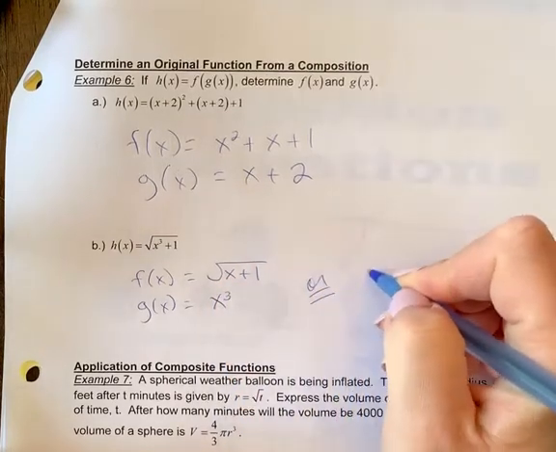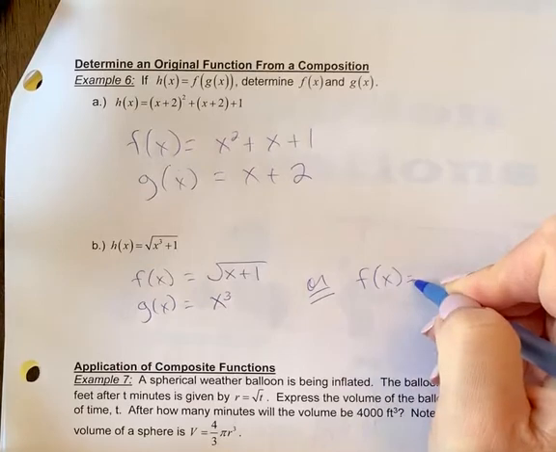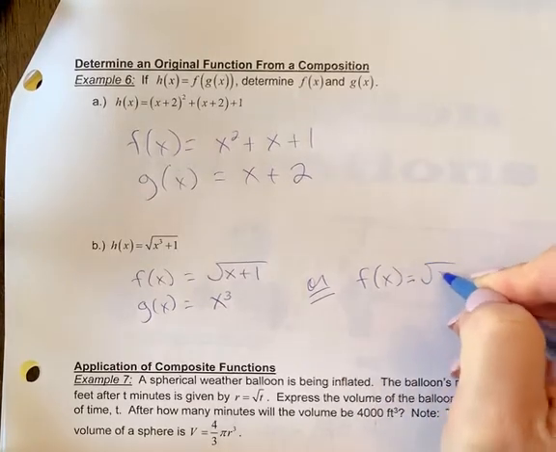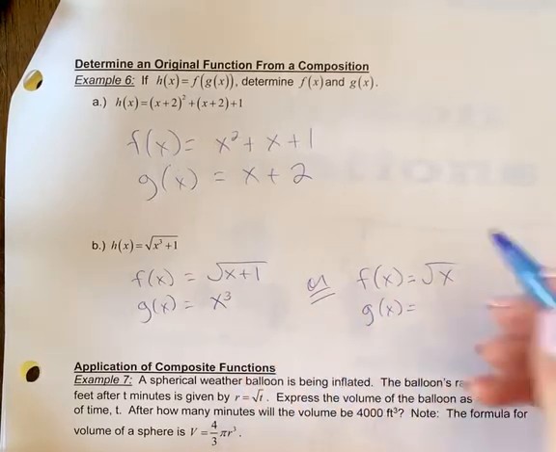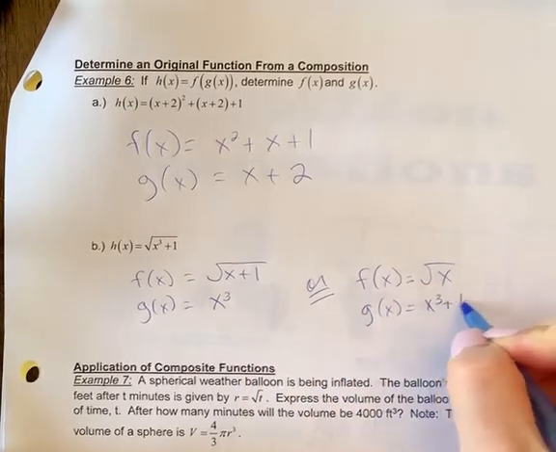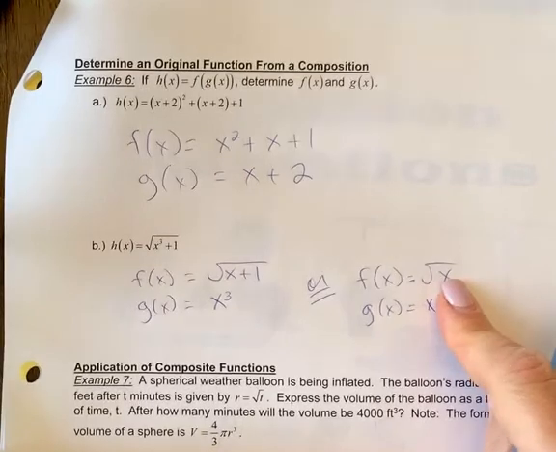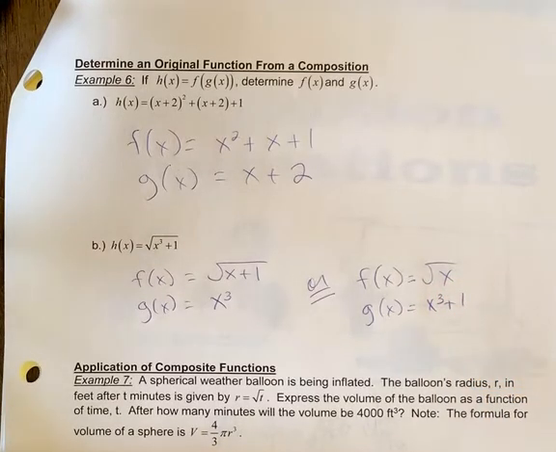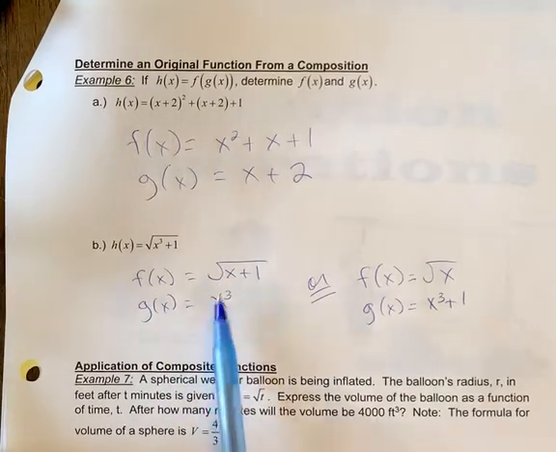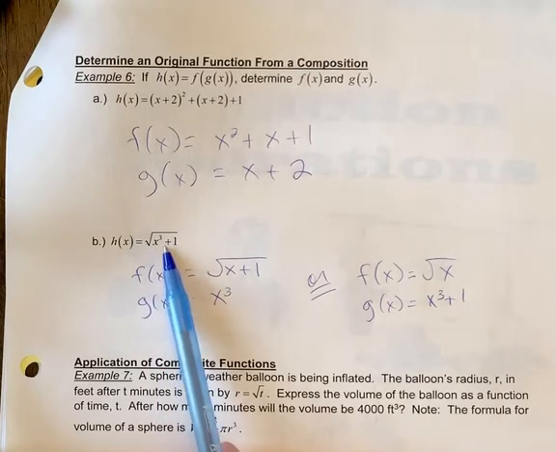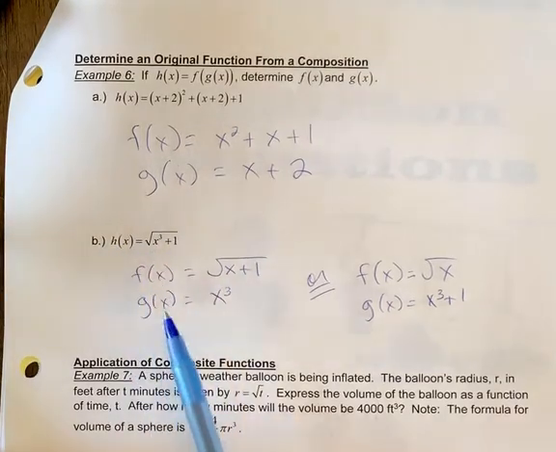Or f of x could have just been a radical, for example, and your g of x could have been x cubed plus 1 substituted in for x. So as long as your f of x and g of x are two separate equations, you cannot just say f of x equals x and g of x equals the square root of x cubed plus 1, because then h of x and g of x would be considered the same function. So make sure you don't try and take that shortcut.